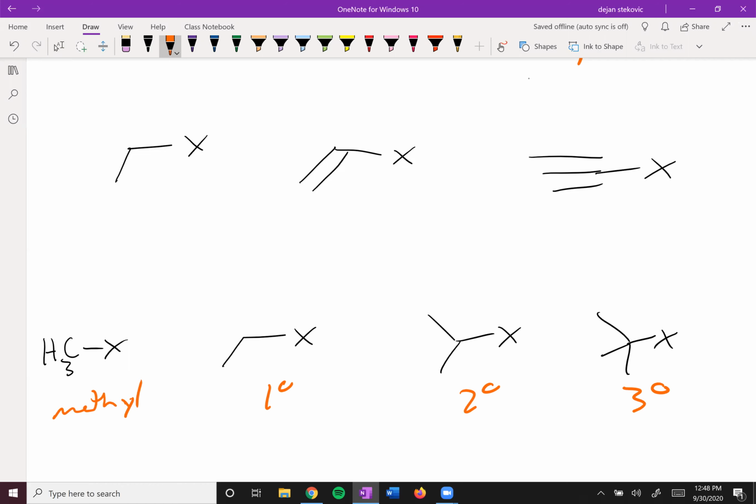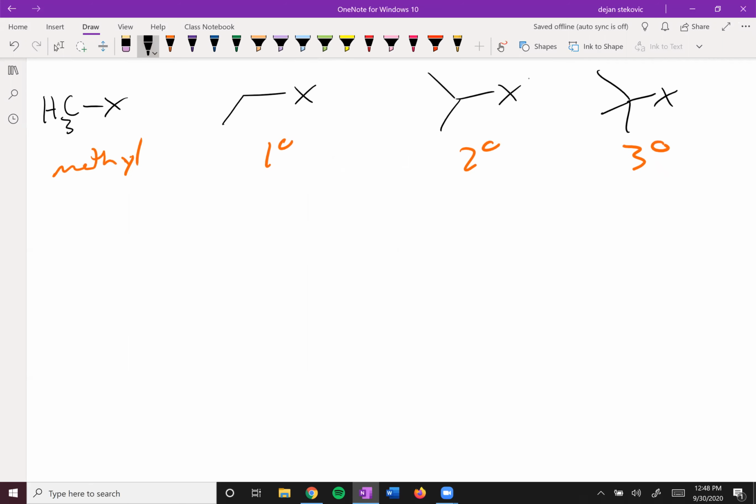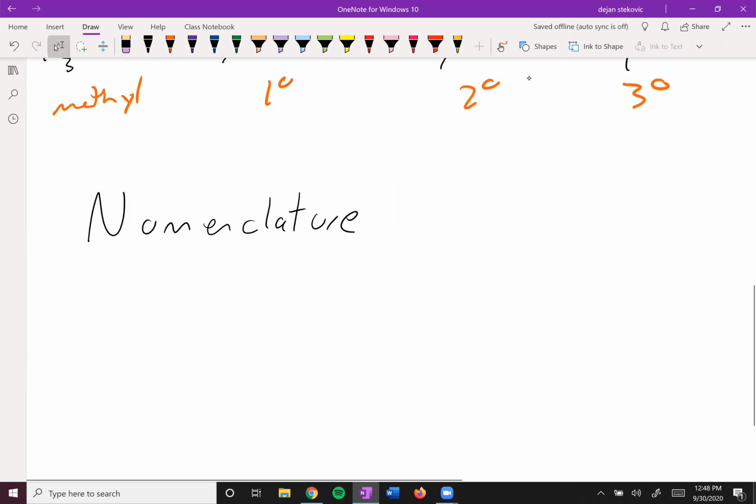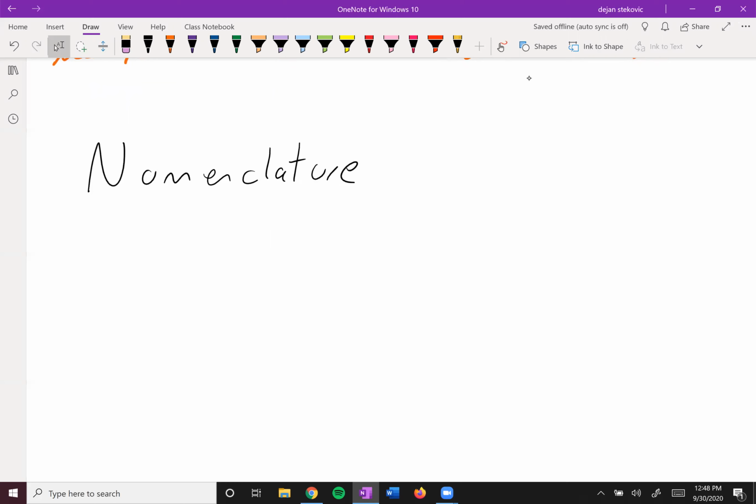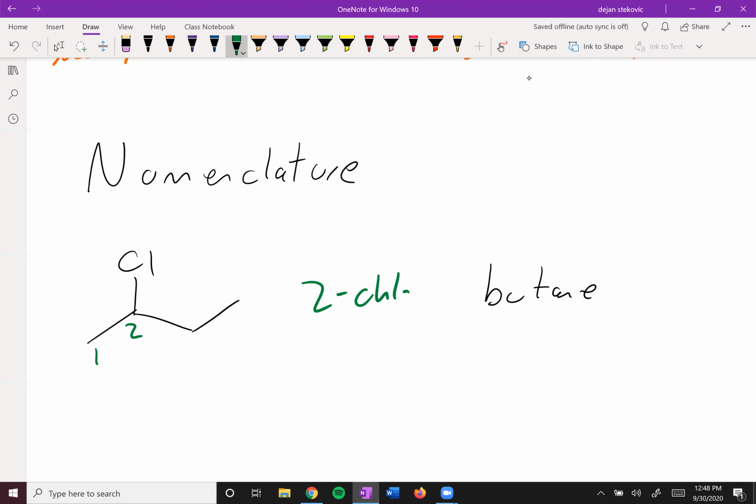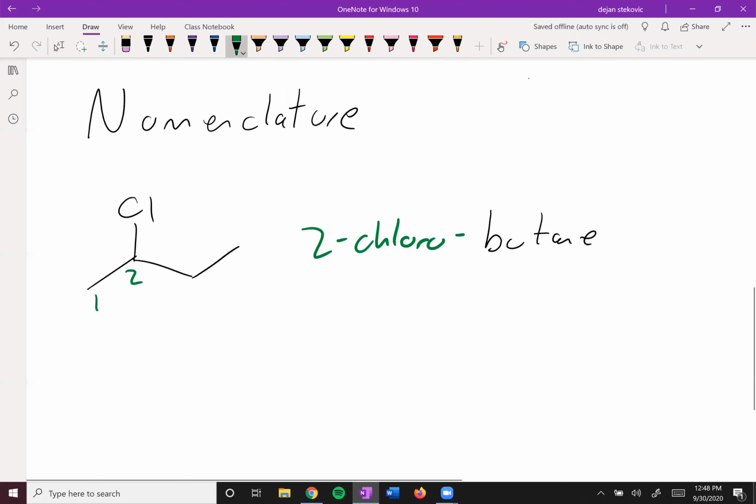Let's go ahead and do the nomenclature of organohalides, not too complicated. So basically it gets the prefix chloro, bromo, iodo, or fluoro. So something like this. We see that we have 4 carbons, so that's butane. And then we have a chlorine on the second carbon. So this would be 2-chlorobutane.